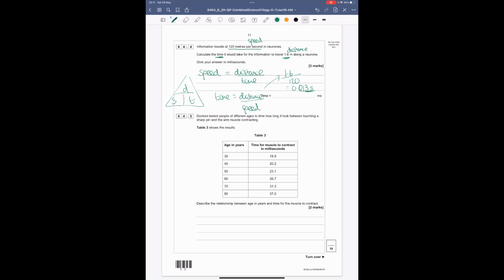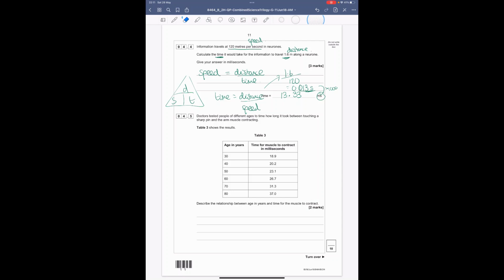We want it in milliseconds. Now what we can do then, to turn it into milliseconds, you're going down to a smaller unit, so you times it by 1,000. 1,000 milliseconds in a second, so therefore it should be 13.33 milliseconds. It doesn't say about decimal places or significant figures, so as long as you put in 1 or 2 decimal places, that's absolutely fine.